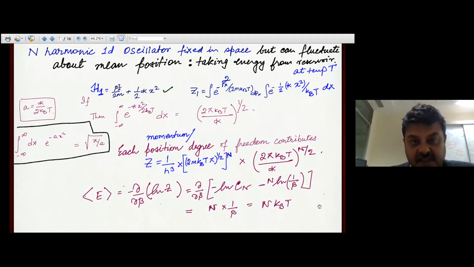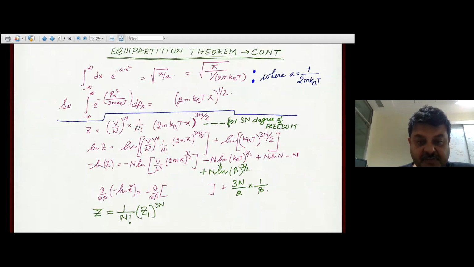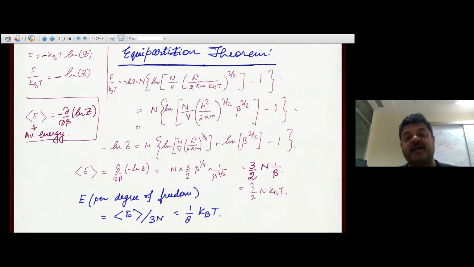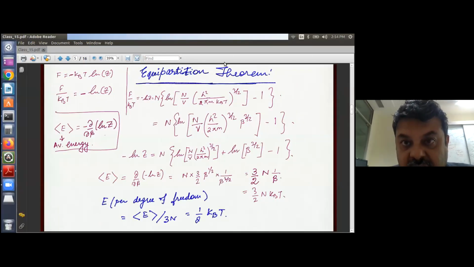With that, I will end this class and it will continue from the next class, especially discussing the average kinetic energy for one particle, and to show that that will also be equal to half kBT. Up till now, what we have calculated is for n particles, and we have shown that to be 3/2 nkBT. So this is slightly different. So let's stop here.